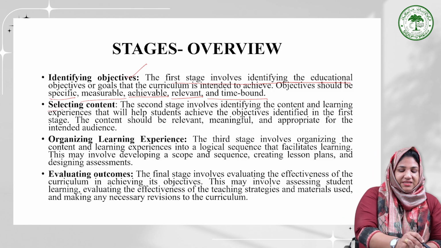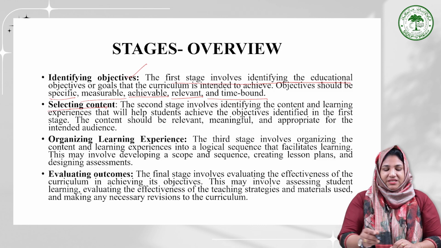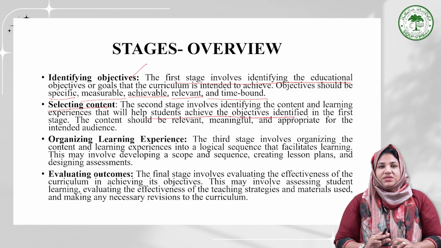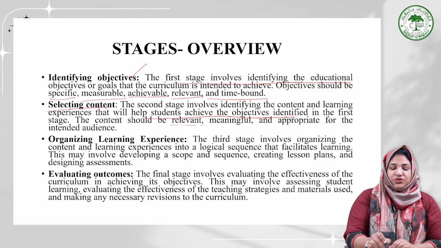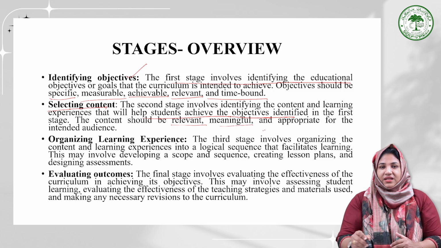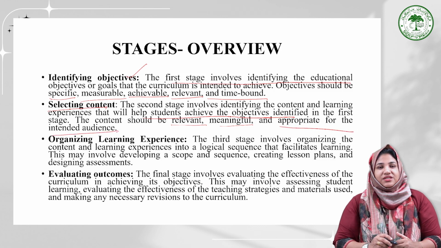And the second one is selecting the content. Of course, content selection is very important, as it will help the students to achieve the objectives. And there are also certain specifications with respect to the Taylor model when you are selecting the content. What are they? The content should be relevant. The student should feel that whatever content I am learning today has something to do with my life, and it should be meaningful. That means it should be purposeful and also appropriate for the intended audience.